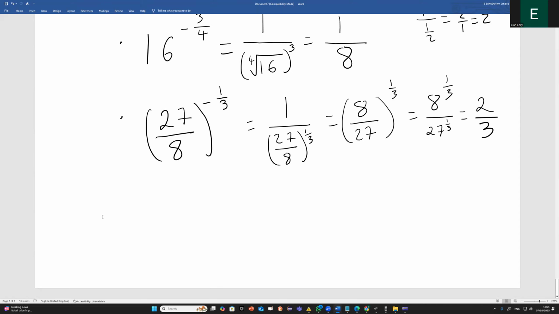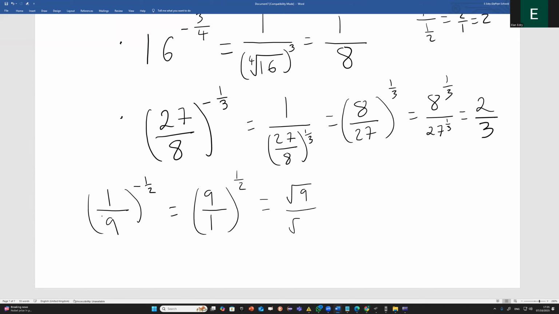Brilliant. So what if I had 1/9 to the minus a half? That would flip it over, so that'd be 9 over 1 to the power of a half, the square root. That'd be 3, because it's effectively root 9 over root 1, which is just 3 over 1, which is 3. Brilliant.